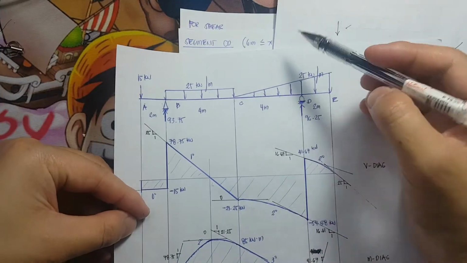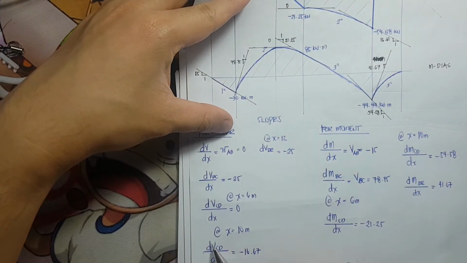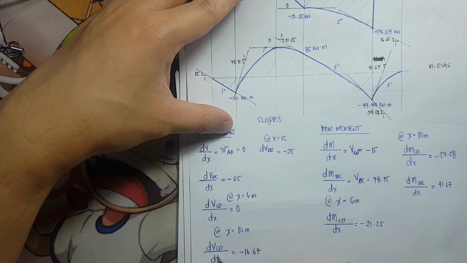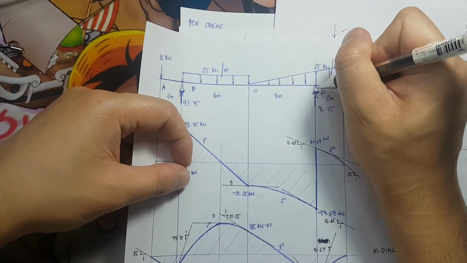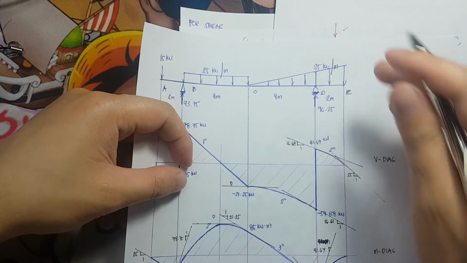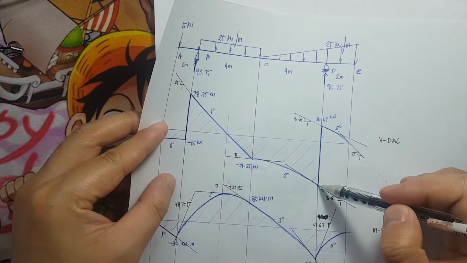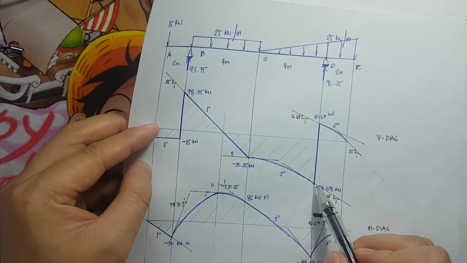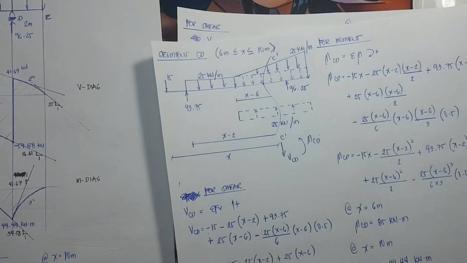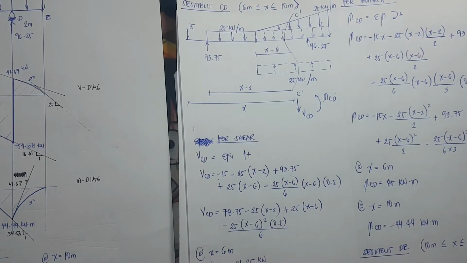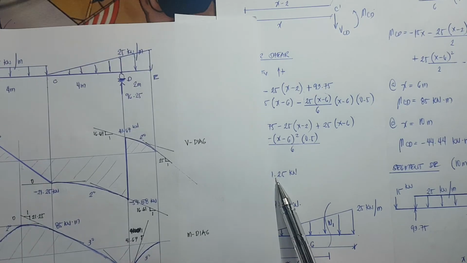So, therefore, the load here is 16.67. So, the derivative of shear CD with respect to x is simply the load at point D. So, that is negative 16. And since that is negative 16, at this point the shear is 54.58, take note. Where is that? Ayun. The shear at 6 meters is negative 21.25.